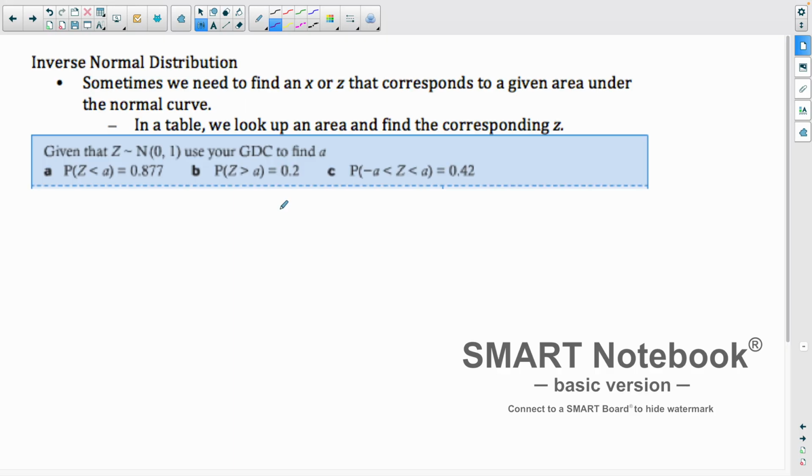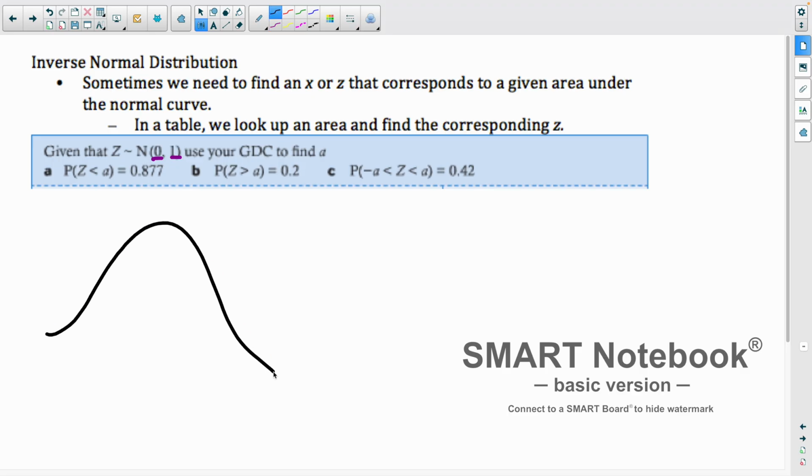All right. So here's what we have. Given that z, the random variable z, is normally distributed with a mean of 0 and a standard deviation, that's actually the variance of 1. If you took the square root of it, it'd still be 1. So standard deviation of 1. Find that this is true. So we're going to draw a curve to help us with this.